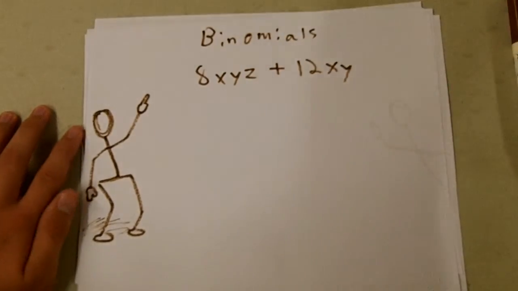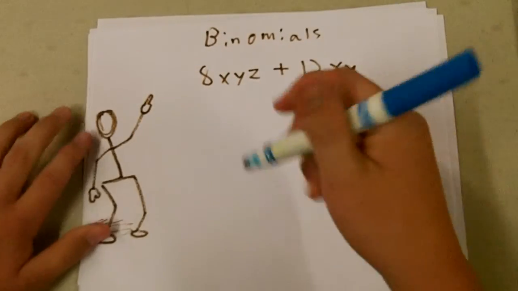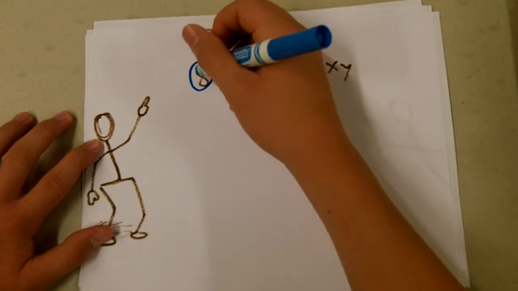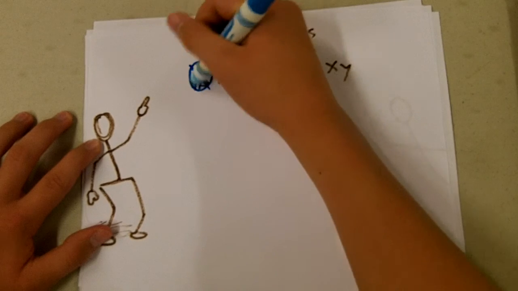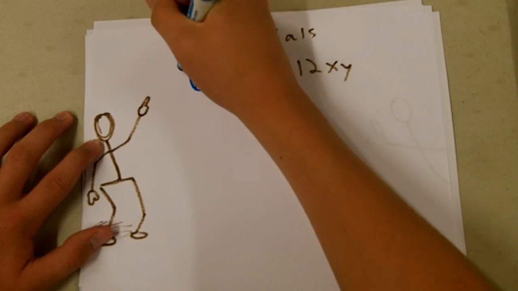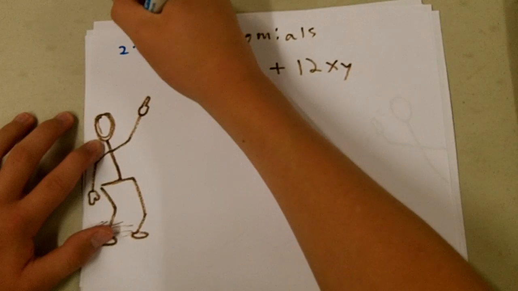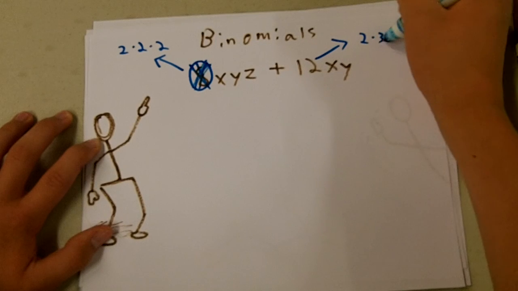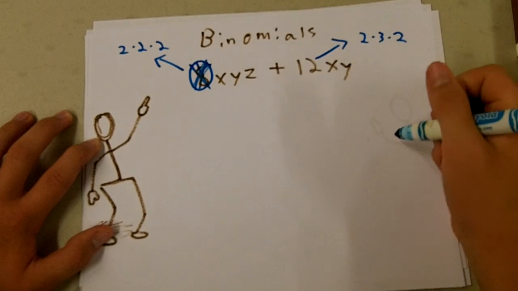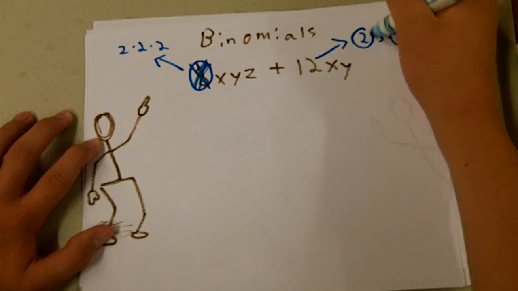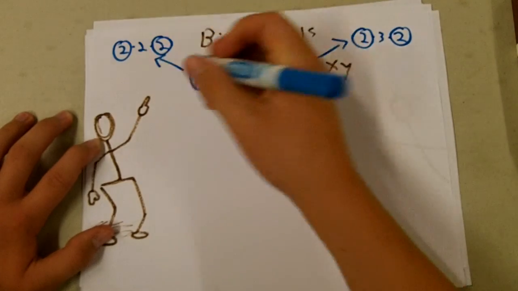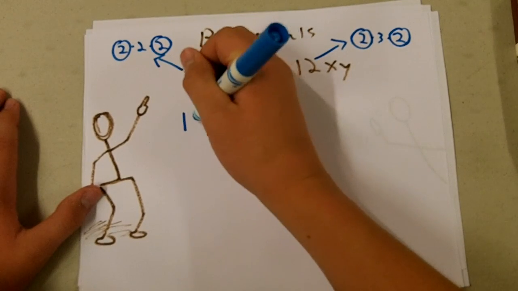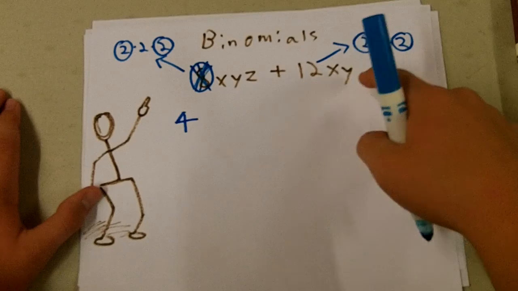Well, if we take a different color pen here and we pick out the 8, not the 8. When we pull apart an 8, it becomes 2 times 2 times 2. When we pull apart a 12, it becomes 2 times 3 times 2. So we can take these two 2's from each number, and 2 times 2 equals 4. And that's proof that we can use 4 as the common factor.